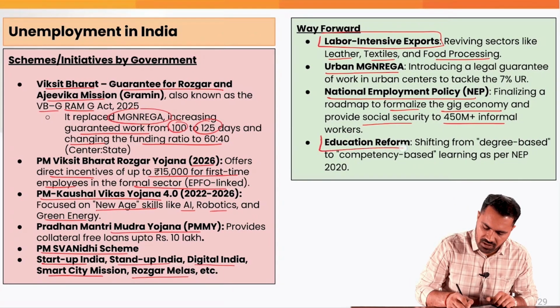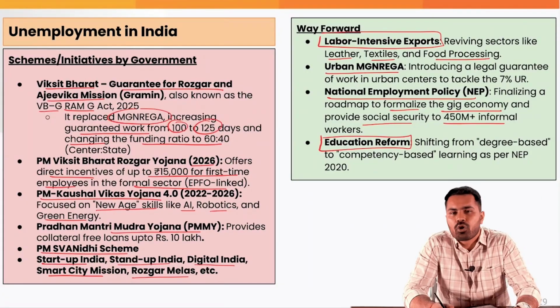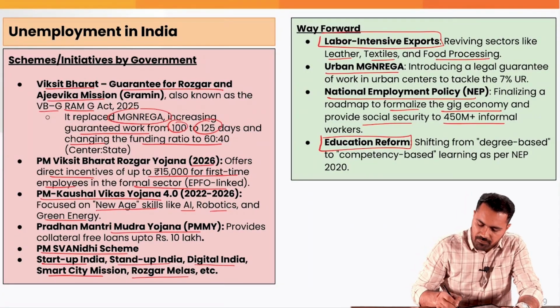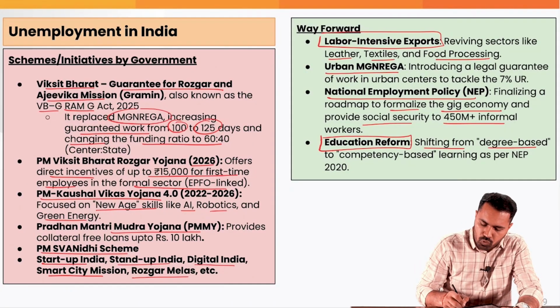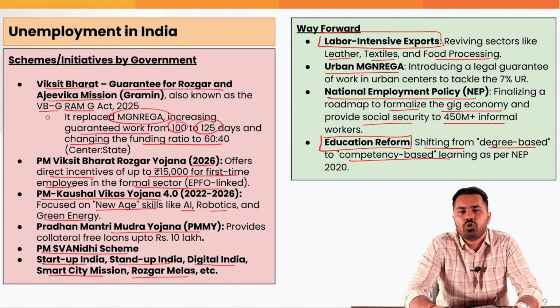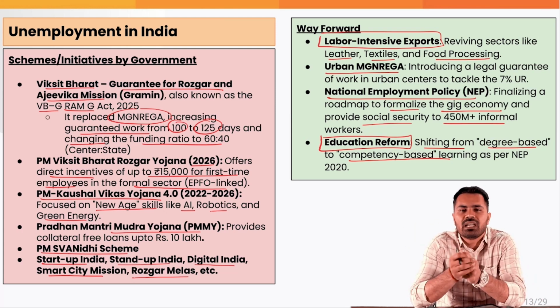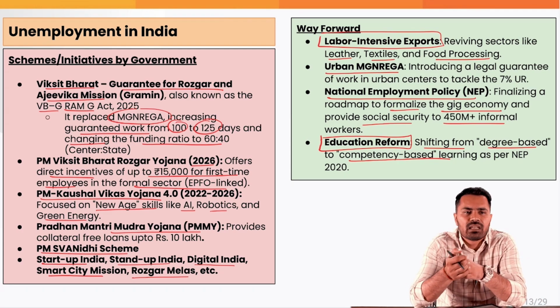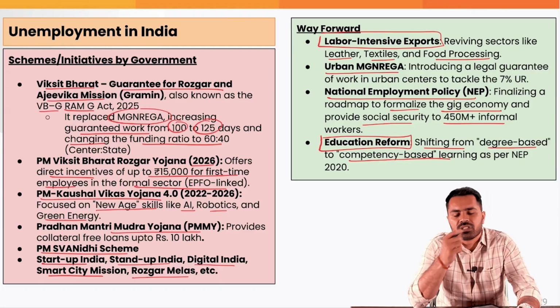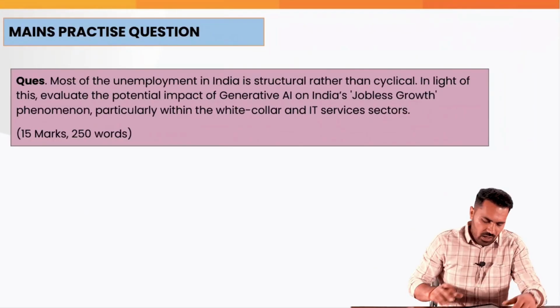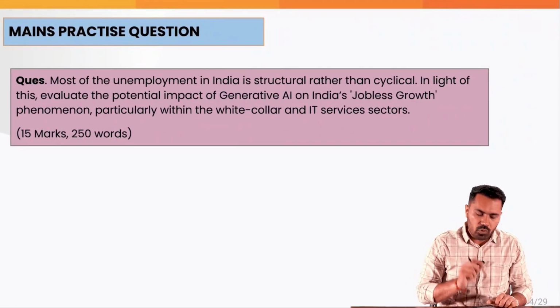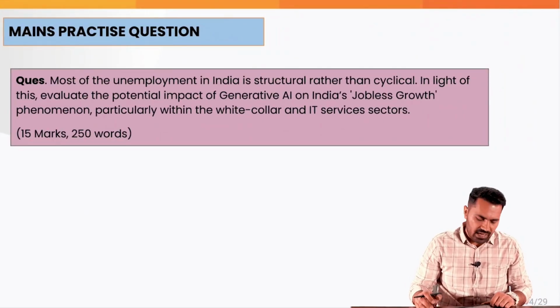And lastly, educational reforms, which are the bedrock of all the reforms, because we have to shift from degree based to competency based learning as per the New Education Policy 2020. Our education system should be in line with the demands of the industry, what is required in the industry. Otherwise, what is the need of getting an engineering degree if you can't find a job? So we have to reform the education system also. Now with this, you have to again try attempting this question and write the answer.